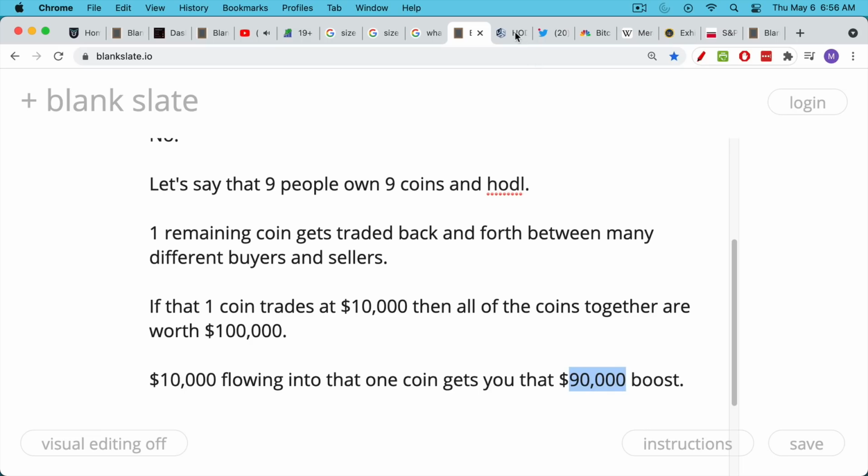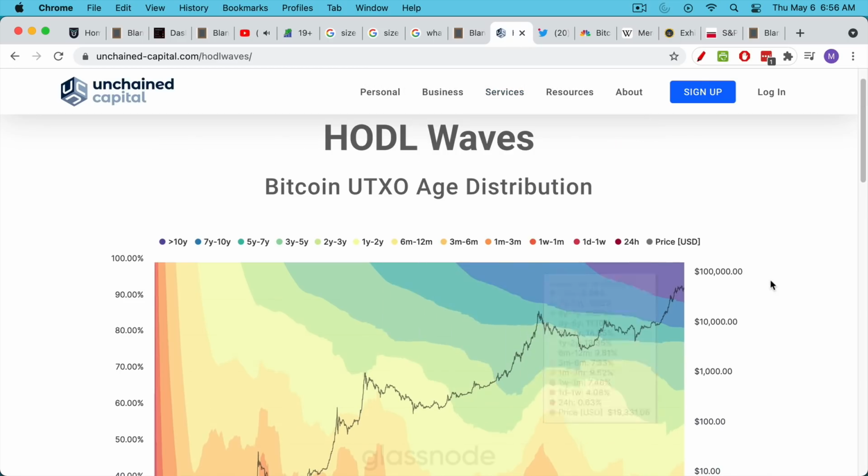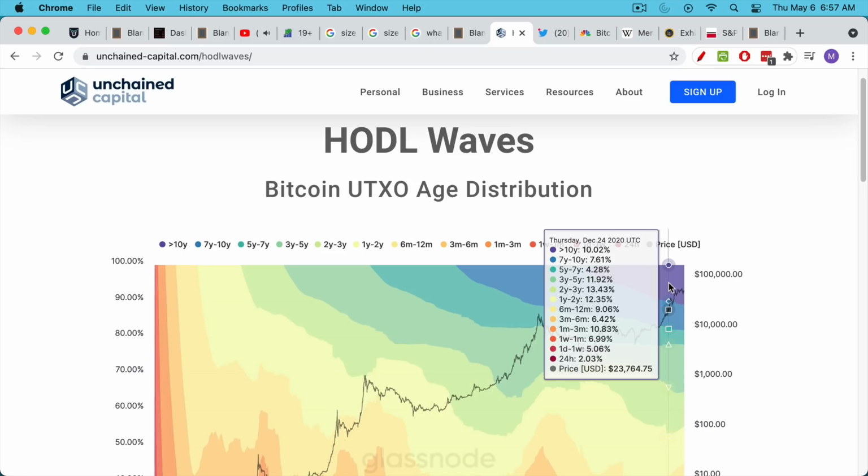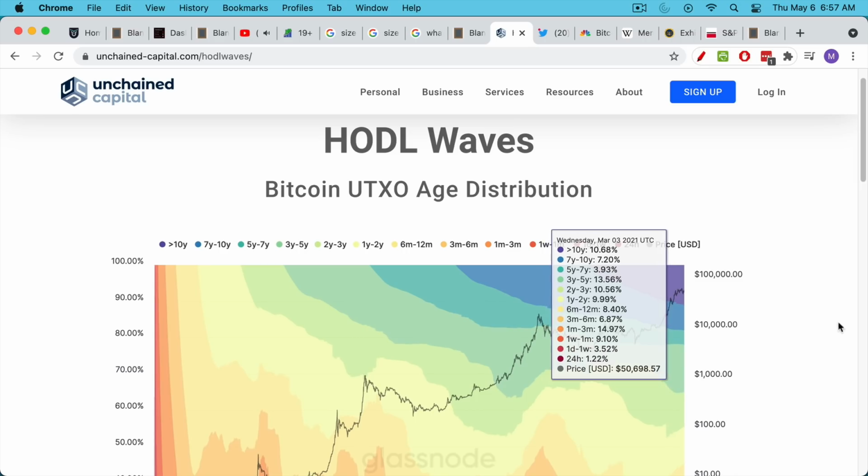Now, we see something similar happening with Bitcoin. If we take a look at what are called HODL Waves, this shows the age distribution of various holdings of Bitcoin based on how long people have been holding them. So this purple area up here is roughly 10% of the total amount of Bitcoin that are out floating around, or at least the UTXO set. 10% have been held for 10 years or more. 7% have been held for 7 to 10 years, etc.